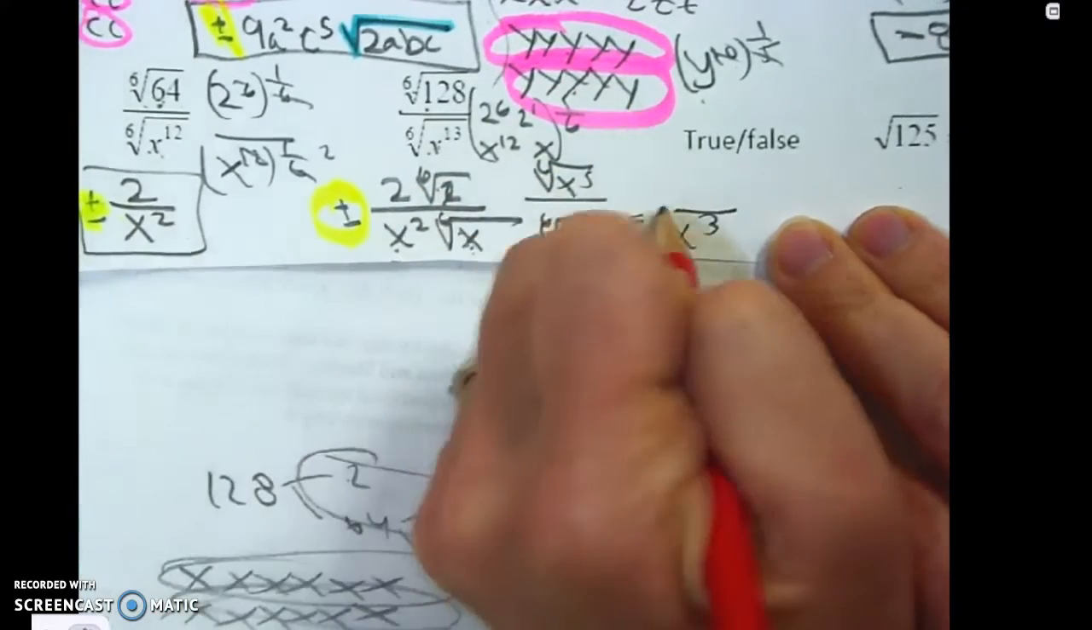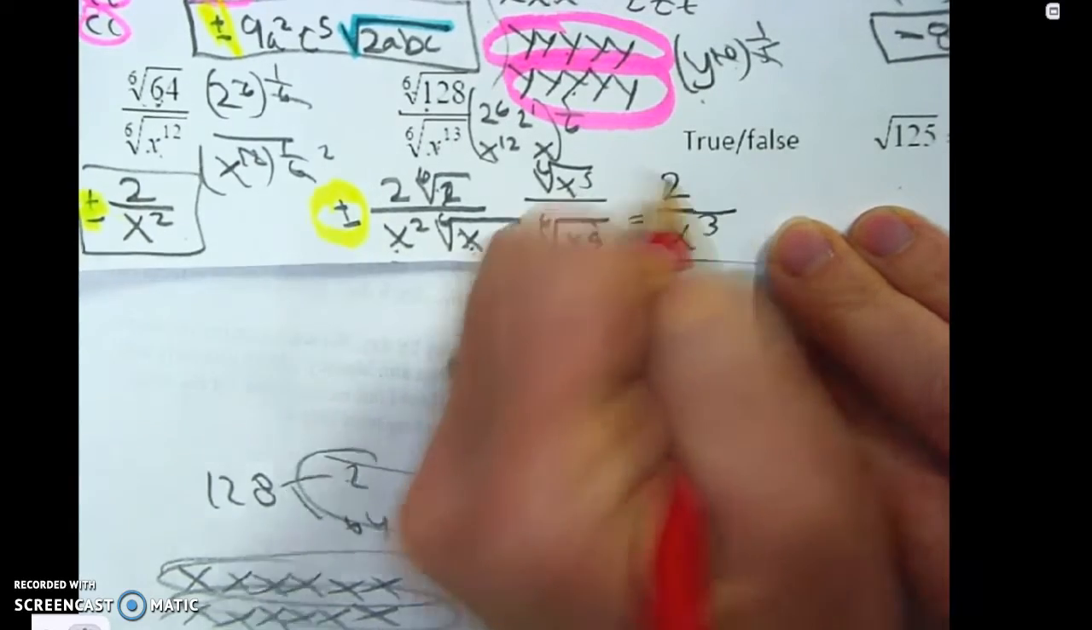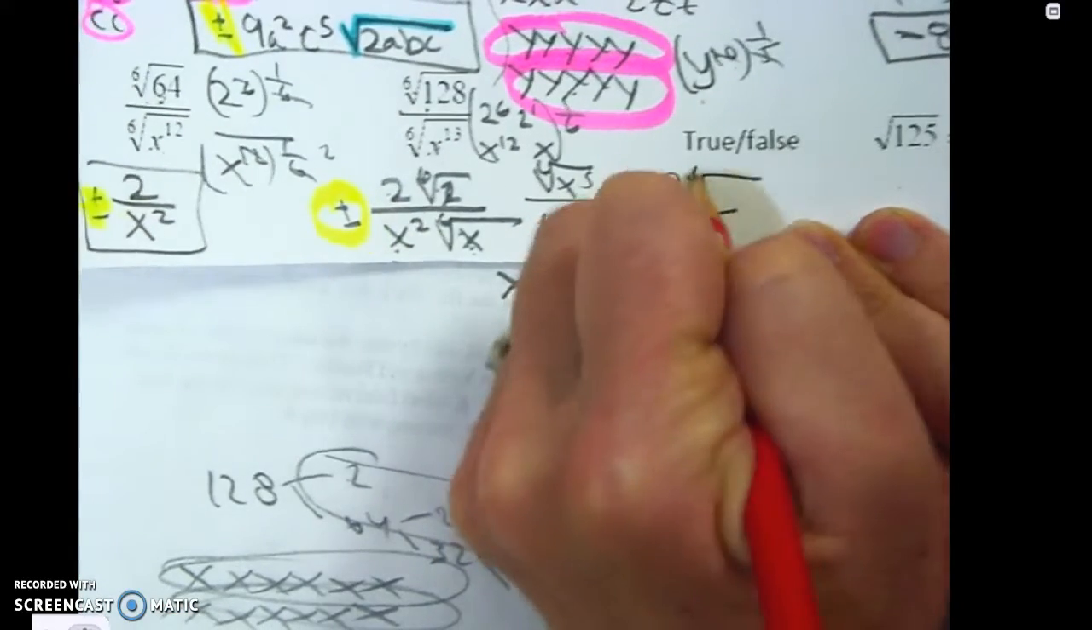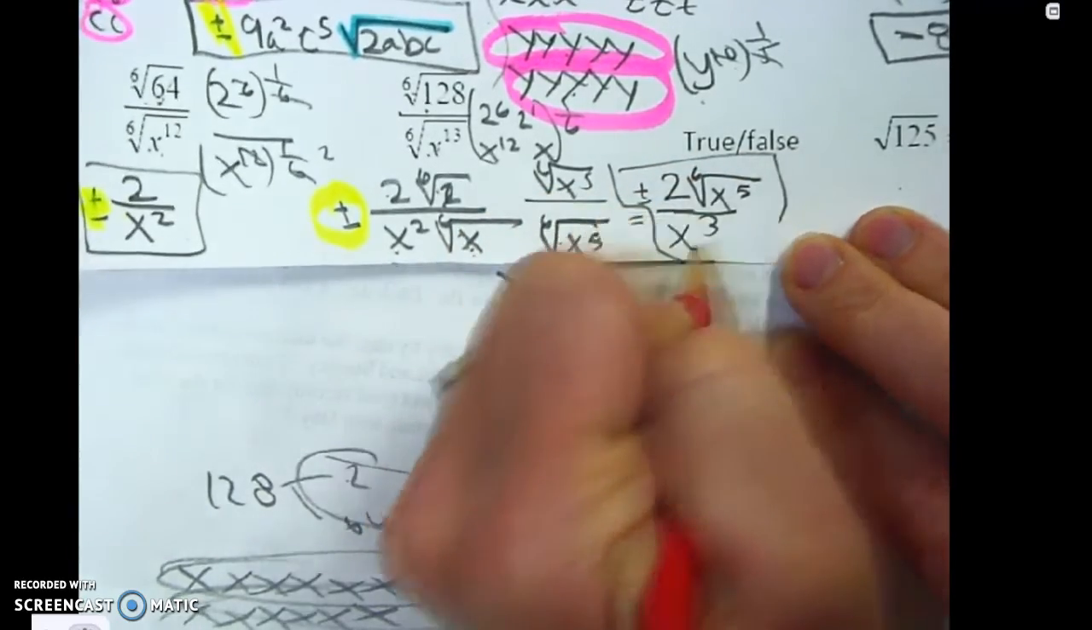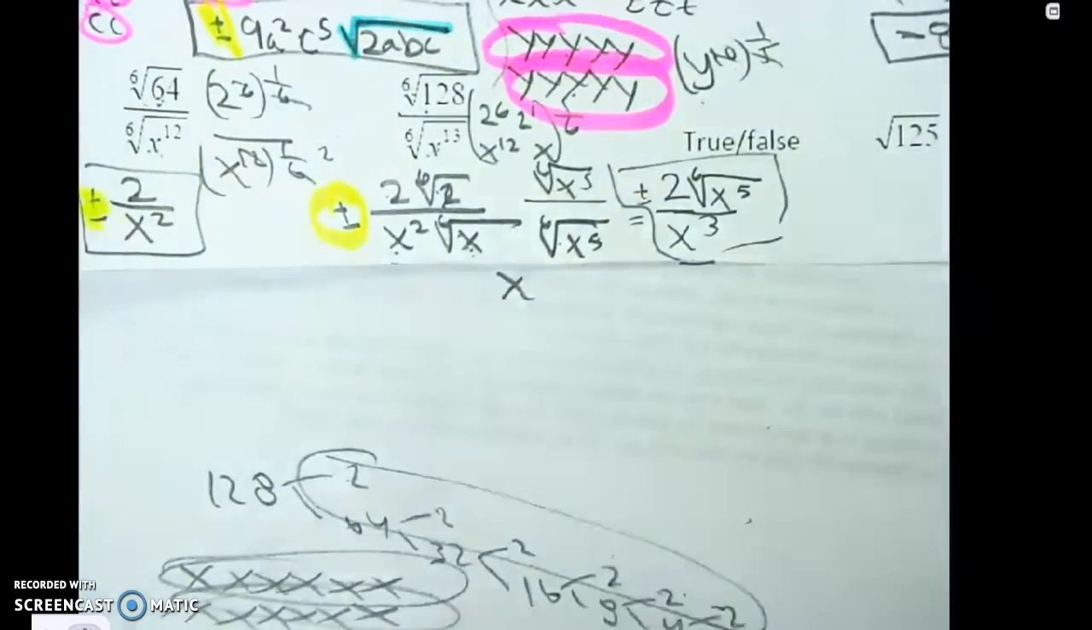So I just put those together. 2, on the outside, 6th root of x to the 5th. And don't forget that plus or minus that we had in the beginning. Okay, that one's a workout.